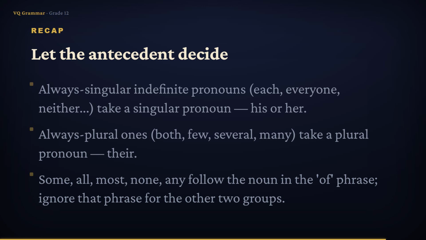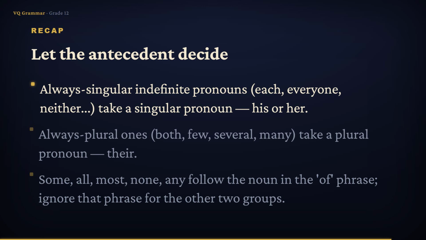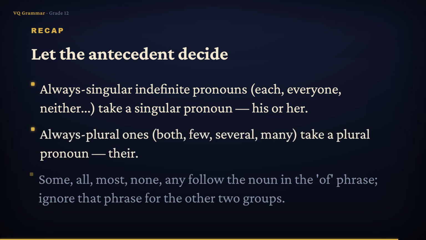Let's pull it all together. When the antecedent is an indefinite pronoun, its number decides the pronoun that follows. The always singular words, each, everyone, neither, anybody, and the rest, take a singular pronoun, his or her. The four always plural words, both, few, several, many, take a plural pronoun, their.